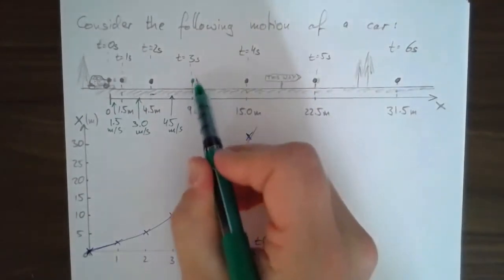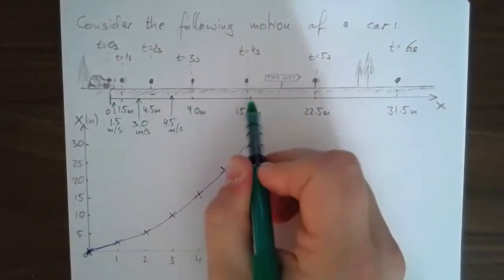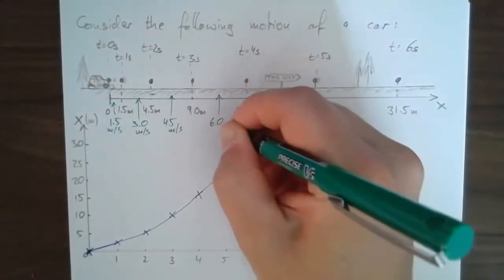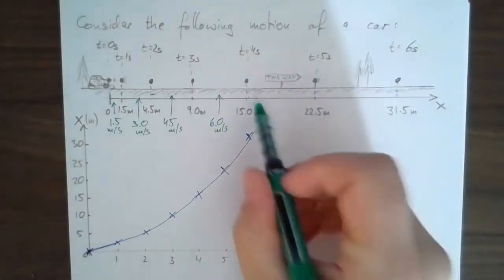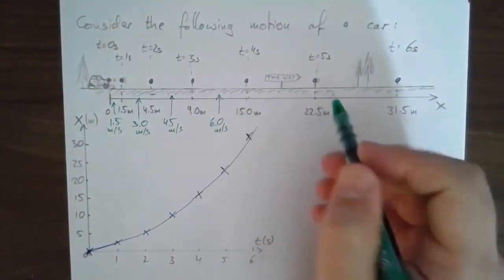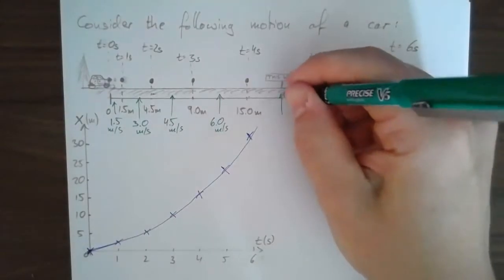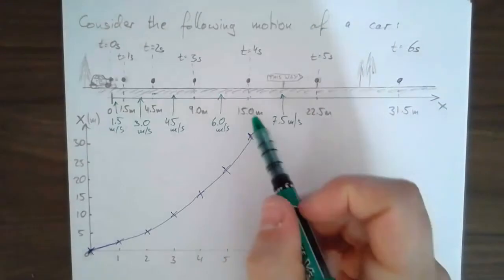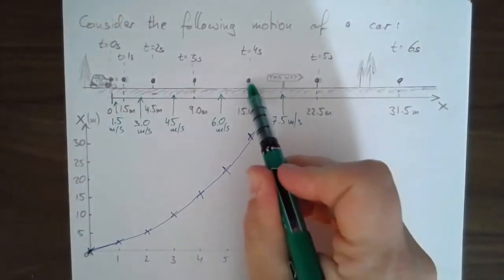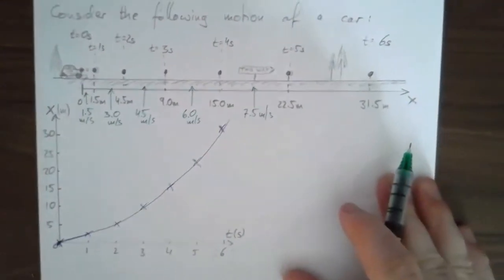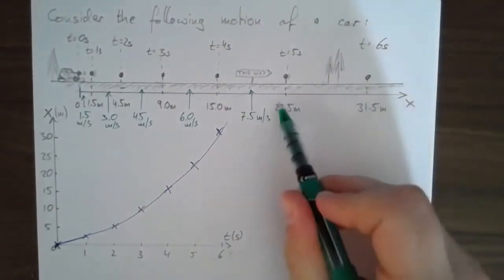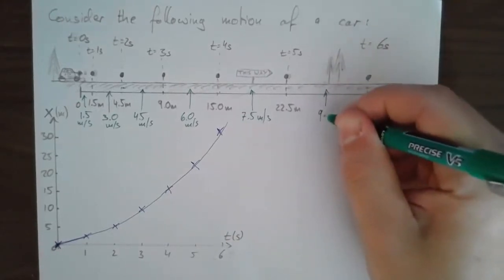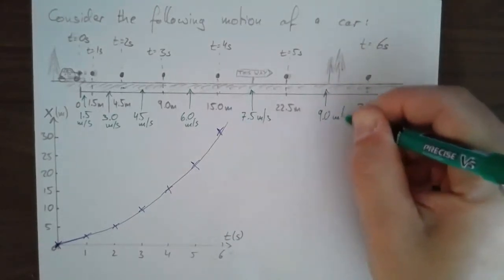Next one, the fourth second, well, it covers 6 meters in the 1 second, so on average it's going about 6.0 meters per second. Next one, 15 to 22.5, that's a difference of 7.5 meters, so in this second it's going 7.5 meters per second, because those dots are always exactly 1 second apart. And then the last one, this difference here is 9 meters, so about 9.0 meters per second.